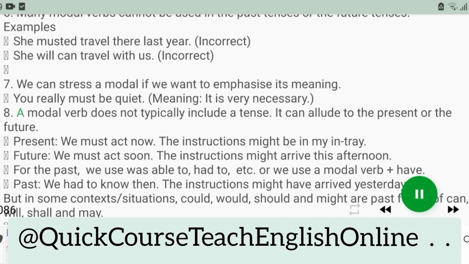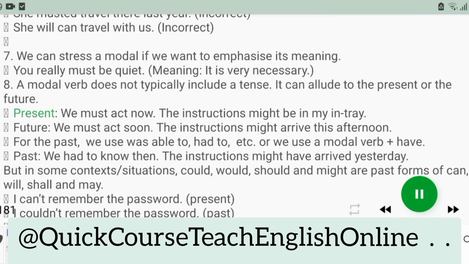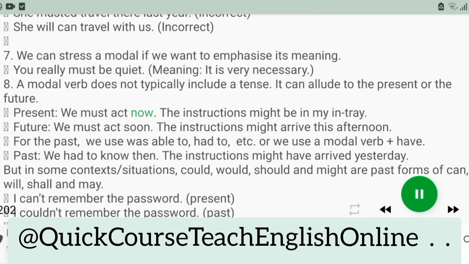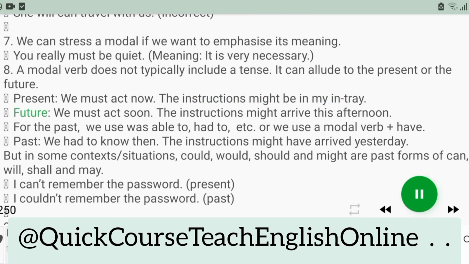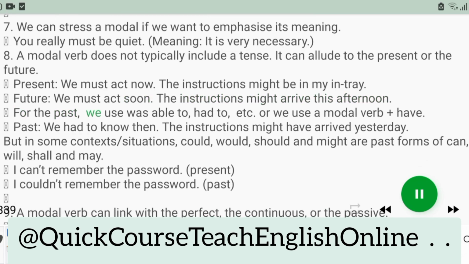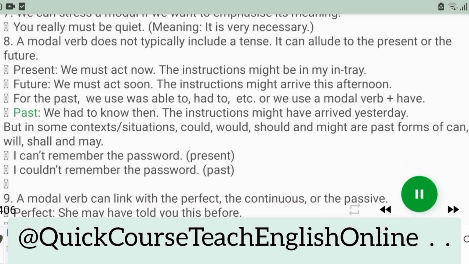8. A modal verb does not typically include a tense. It can allude to the present or the future. Present. We must act now. The instructions might be in my tray. Future. We must act soon. The instructions might arrive this afternoon. For the past, we use was able to, had to, etc. Or we use a modal verb plus have. Past. We had to know then. The instructions might have arrived yesterday.